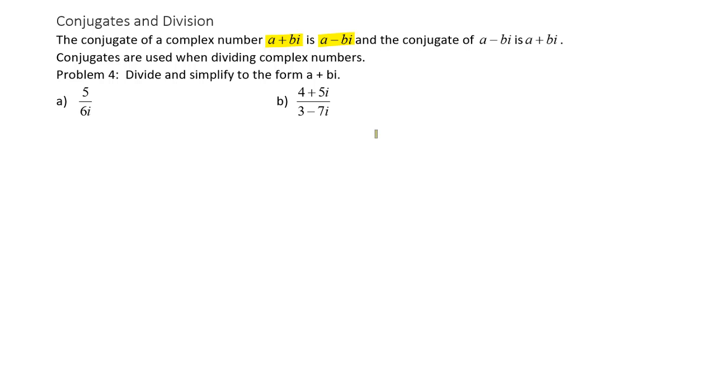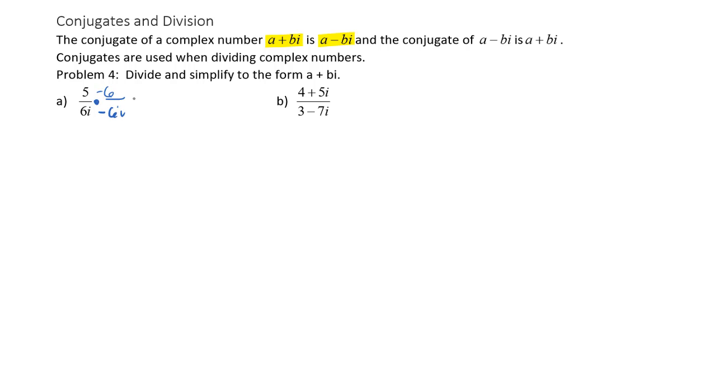The terms are exactly the same. Their signs on the second binomials are simply opposite. So the conjugate of a minus bi is a plus bi. Conjugates are used when dividing complex numbers. On this first exercise, we have 6i in the denominator, so we're going to multiply by negative 6i.